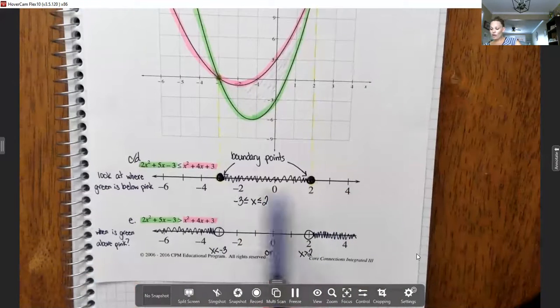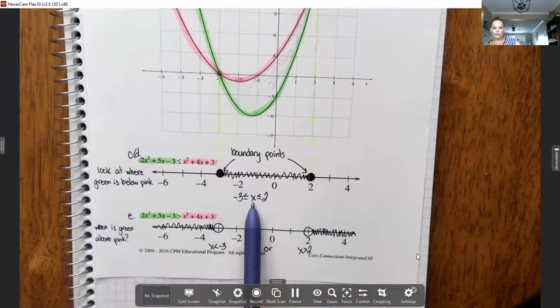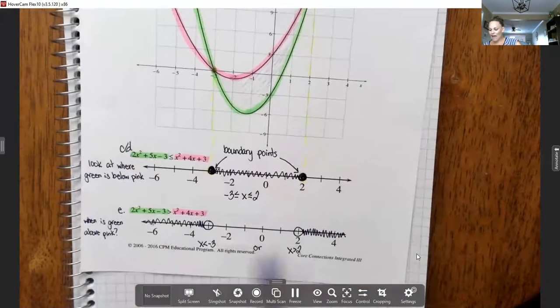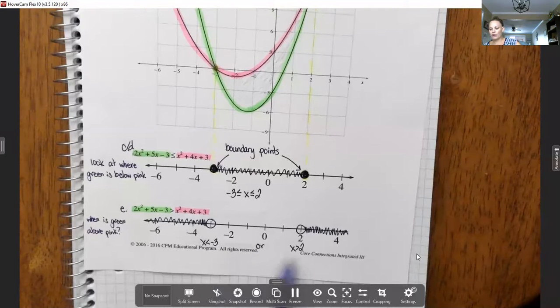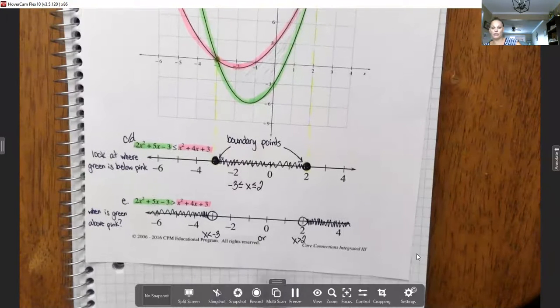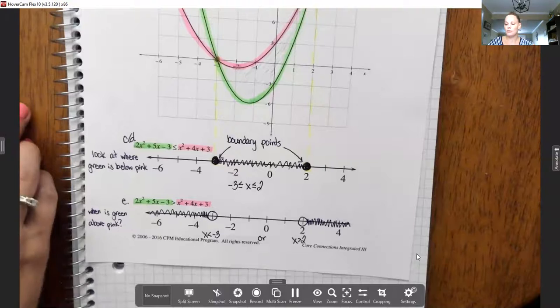So when you shade between the boundary points, your x is written in the middle. If you shade out, you have to write them separately. You cannot combine this and make one inequality. It has to be written as 2 separate inequalities because it's 2 separate pieces.